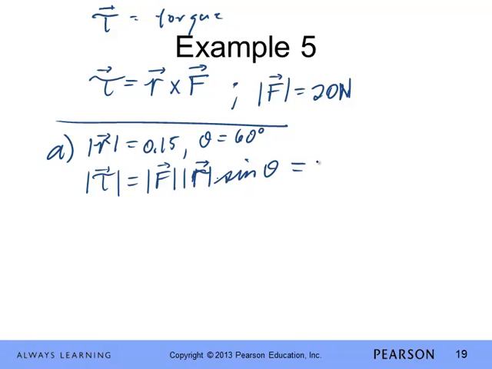So magnitude F is 20. Magnitude r is 0.15, times the sine of 60 degrees. What is the sine of 60 degrees? Square root of 3 over 2, right? So what does this work out to be? You got 20 times 0.15 times square root of 3 over 2. And that works out to about 2.6, right? 2.6 newton meters.